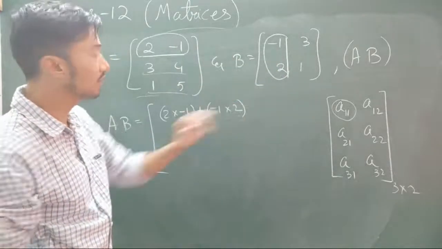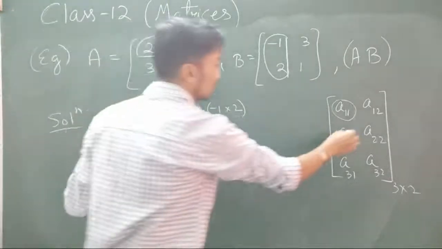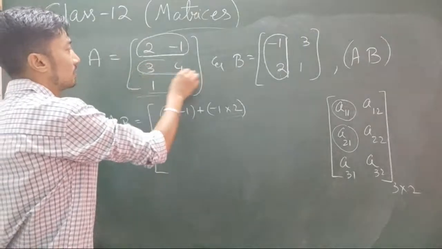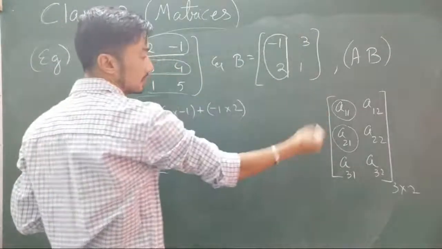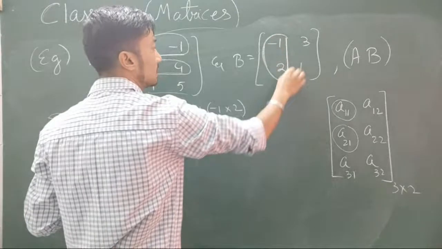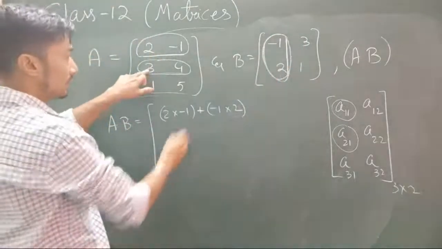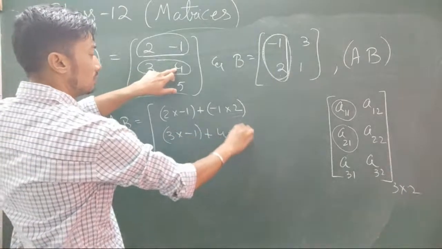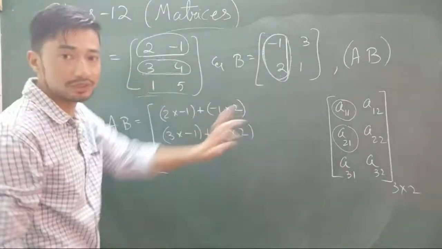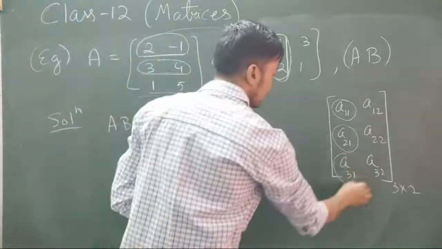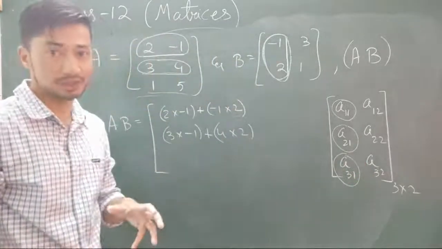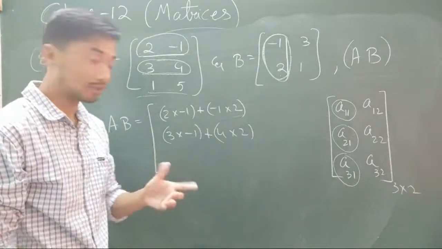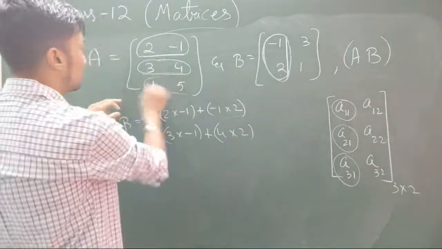Similarly, the next one, A21, second row, first column. Again, corresponding elements. Let's multiply: 3 into minus 1 plus 4 into 2. Similarly, third row, first column: 1 into minus 1 plus 5 into 2. That will help you avoid confusion. We will be very specific with that, so the systematic way is third row, first column.